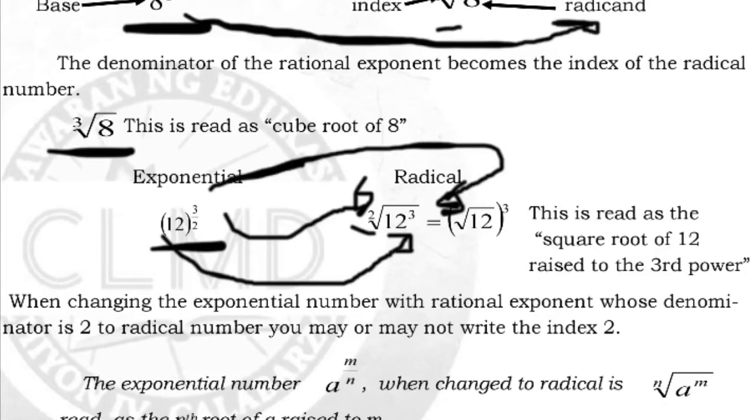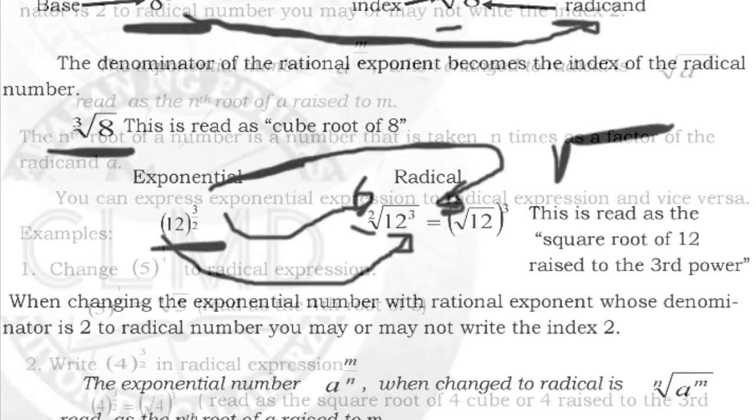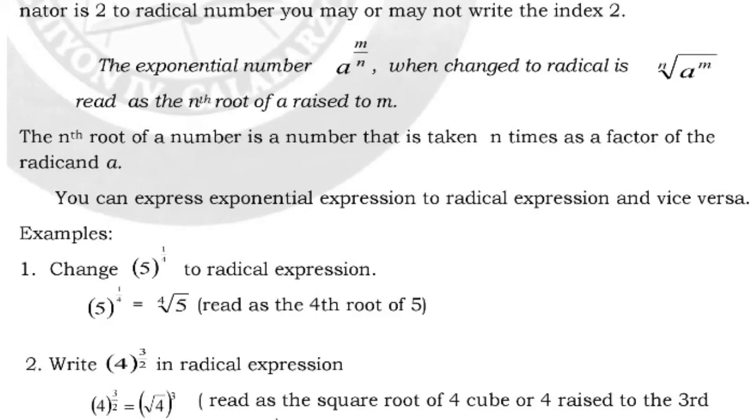So again, if the index is 2, you can just simply write the radical sign. The exponential number a raised to the power of m over n, when changed to radical, will become nth root of a raised to the power of m, or nth root of a raised to m. The nth root of a number is a number that is taken n times as a factor of the radicand a. You can express exponential expression to radical expression and vice versa.